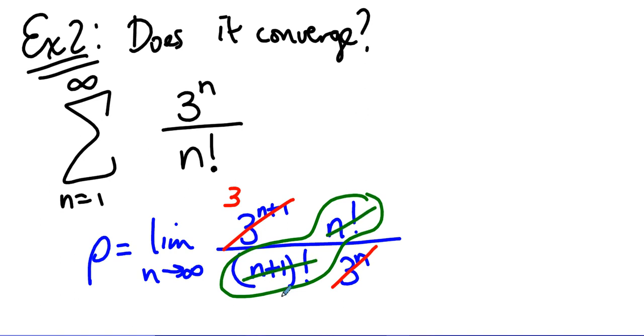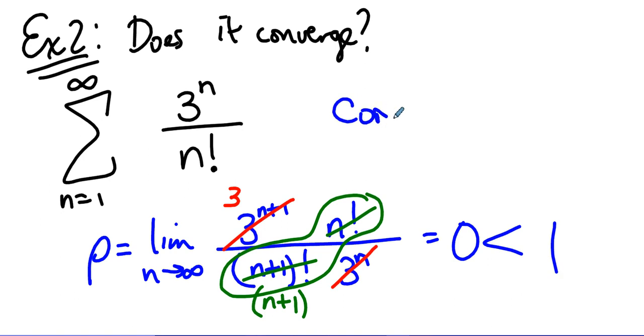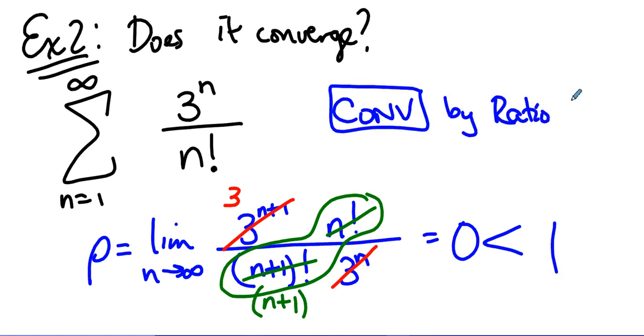Well, I hope you see that n plus 1 is the factor remaining in the denominator. So what happens, the limit at infinity of 3 over n plus 1? Well, that goes to 0. And 0 is most definitely less than 1. And so this series converges by the ratio test.